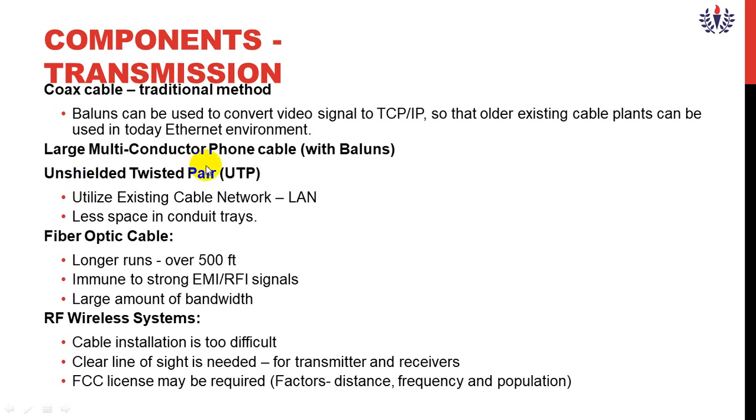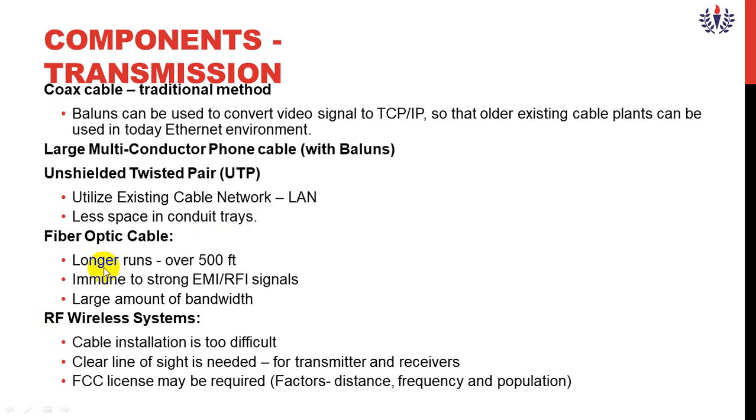The second one is UTP. UTP stands for unshielded twisted pair, which utilizes the existing cable network for LAN purposes and requires less space in conductors, because nowadays they are fixing cable underground. So less space is required for fixing unshielded twisted pair cables.